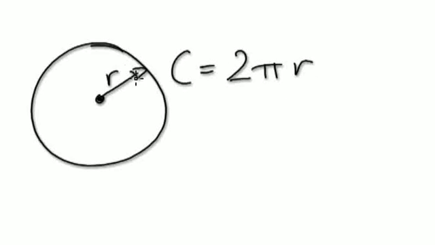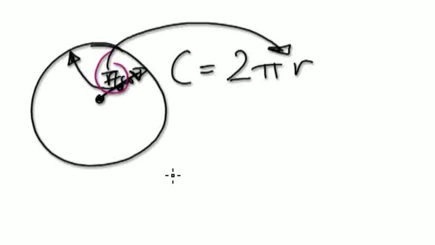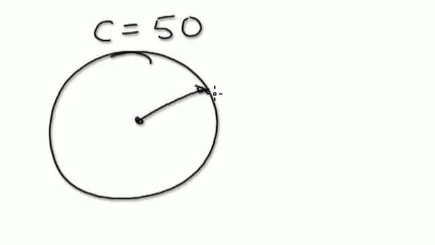Okay. So given a circle, if you're given the radius, so remember c equals 2 pi r. If you're given the radius and you want to jump to the circumference, you would put the r, so like 7 centimeters, you would put the 7 into here. Okay, and if you're given a circle and you're given the circumference, c equals, let's say, 50, so here you're given the circumference.